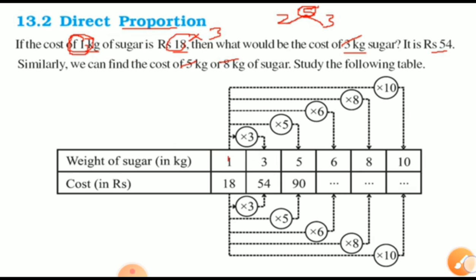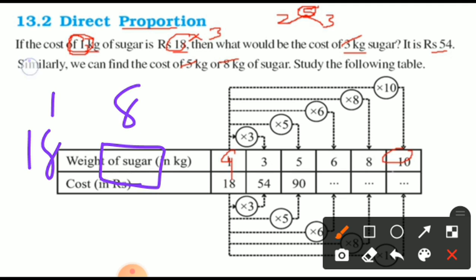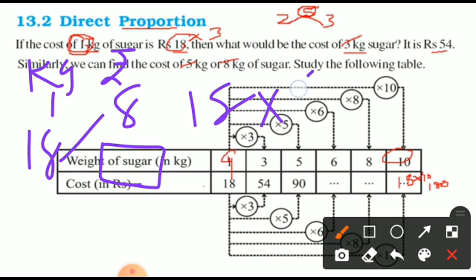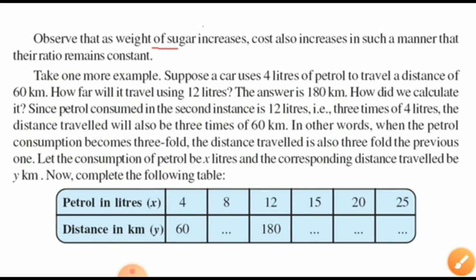Suppose I show you. 1 kg is 18 rupees. So what about 8 kg? These are the types of things we write: kg and rupees. Cross multiply means 18 into 8 divided by 1. 18 times 8, you have to write the answer. Easy? Yes. It is called cross multiplication. Observe that as the weight of sugar increases, the cost also increases in such a manner that the ratio remains constant.